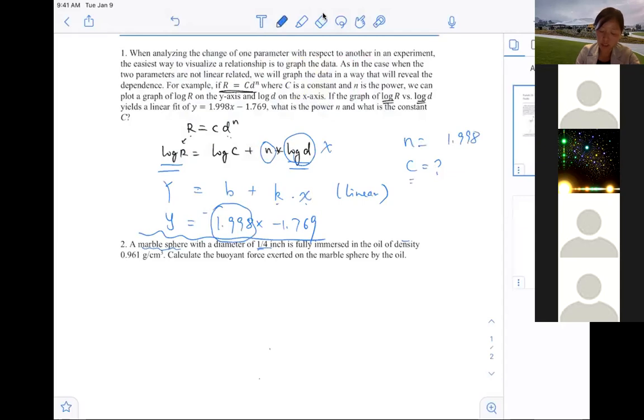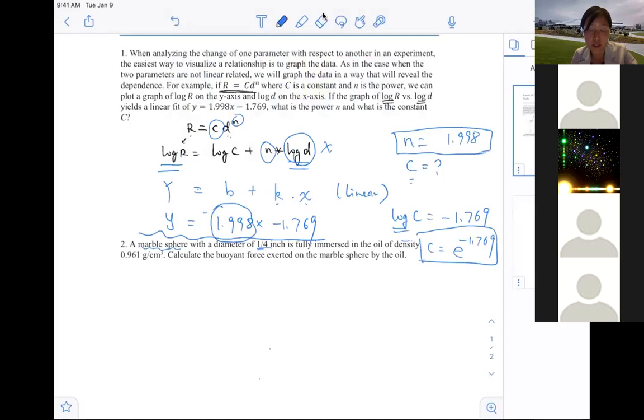And what about your C? Is it 10 to the power of negative 1.769? Right, so we will say the log of C is negative 1.769. So we write it in this format, but this is not a base 10 log. This is our natural log. So C is e to the power of negative 1.769. So that's our C. This is our N. So from our data, we're able to find these constants, and that's how we're going to do this in the lab.